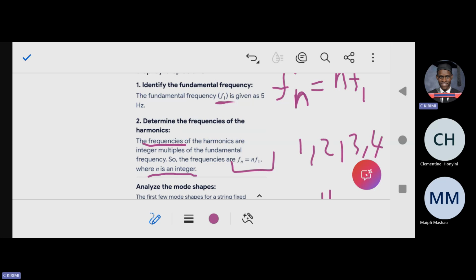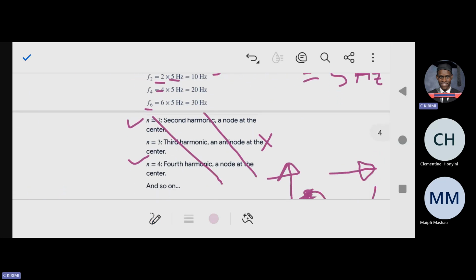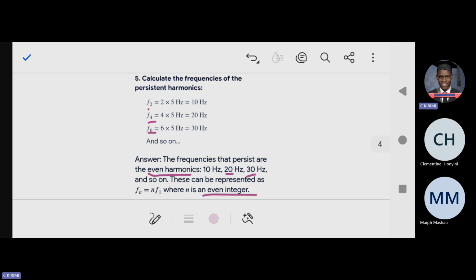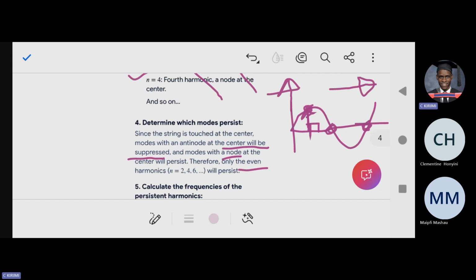When we use this formula, n is just an integer. But because of the condition that you are holding the string at the center, there are other modes which are being suppressed. So the condition of n has changed. Now your n is an even integer, not just an integer, because some modes are being suppressed. If you are not holding the string, then n will be 1, 2, 3, 4, etc., because you are not touching it at this point.